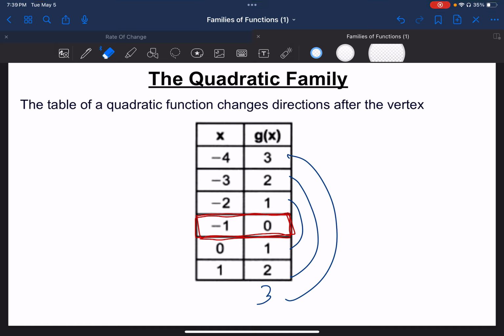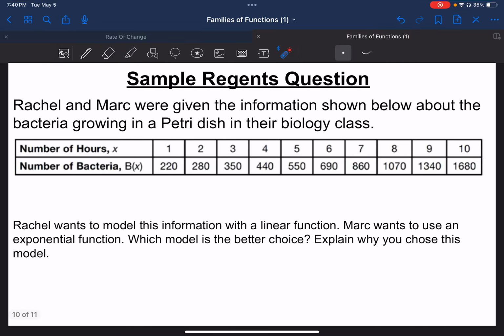Okay. So at this point, if you would like to pause, rewind to go see what linear function tables and linear function graphs are again, in comparison to exponential function tables and exponential function graphs, you can do that. And then we're actually going to do a sample regions question. Okay, so the question reads, Rachel and Mark were given the information shown below about the bacteria growing in a petri dish in their biology class.